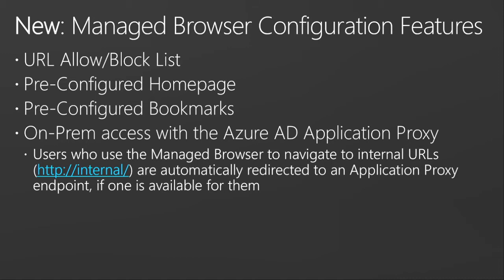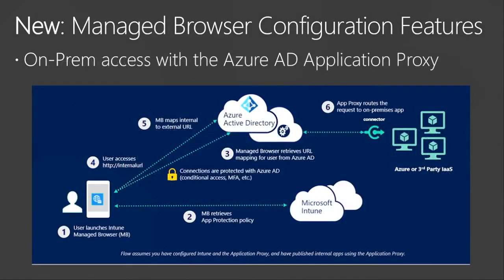So this is kind of an architecture diagram of how that works. It's a little small up there, but you will get the slides afterwards. Basically, the app config tells the managed browser to wake up, to go get policy, and to map all internal URLs to the app proxy. This could be combined, and I encourage you, if you didn't go to the conditional access session a few days ago, to check that session out.